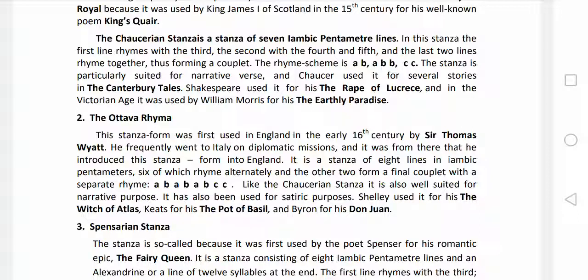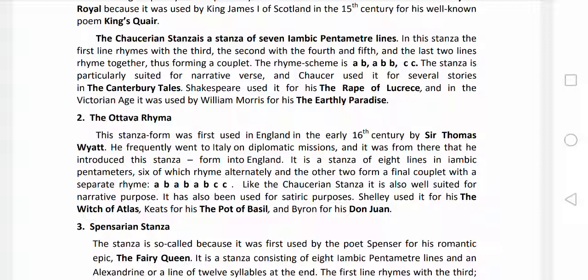The stanza is particularly suited for narrative verse, and Chaucer used it for several stories in the Canterbury Tales. Now Shakespeare used it for his Rape of Lucrece, and in the Victorian age it was used by William Morris for his The Earthly Paradise.